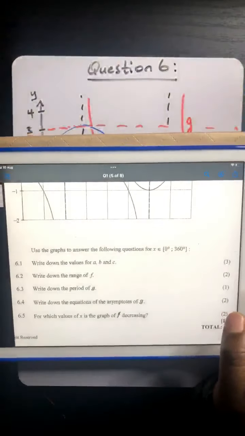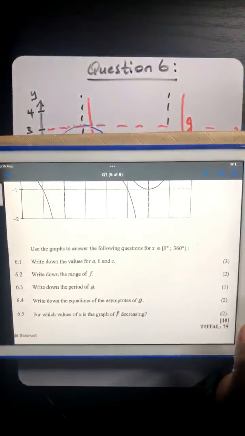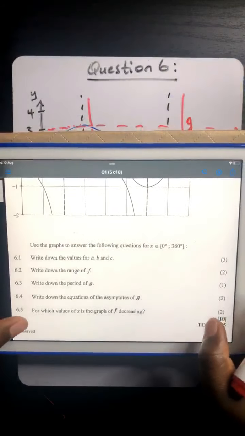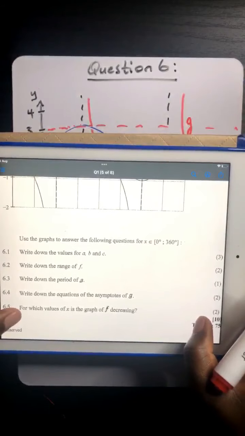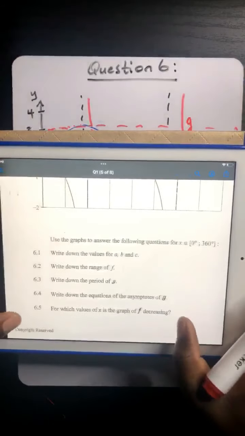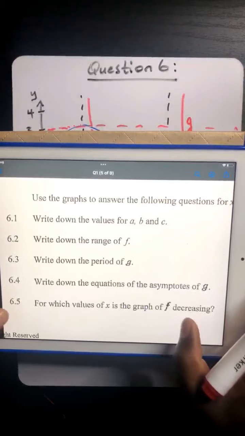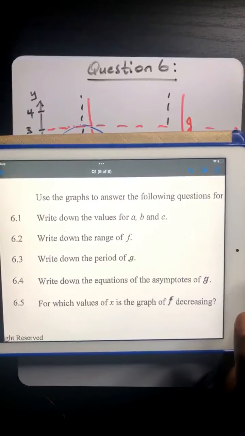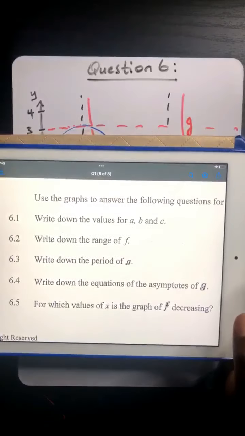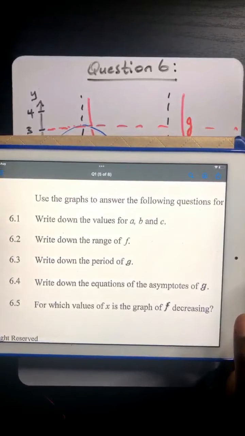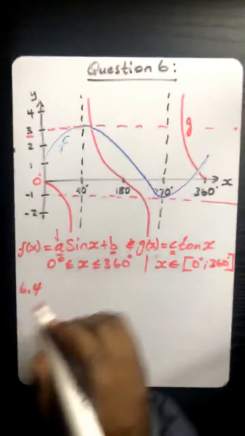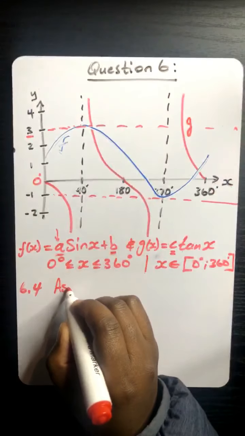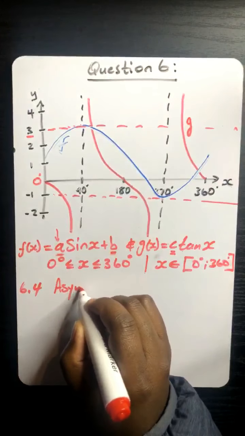Okay. Write down the equations of the asymptotes of G. This one is 2 marks. Anyone who wants to give it a try, write down the equations of the asymptotes of G?